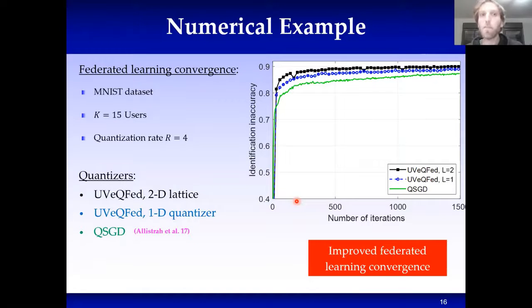So for example, this is an MNIST data set, which we trained using 15 users. It has a single hidden layer neural network. And again, the black curve is the accuracy versus iteration of our proposed scheme with two-dimensional lattices. The blue curve is the performance of our proposed scheme with one-dimensional lattices. The green curve is QSGD, which is pretty much state of the art. And as we can see, we converge to improved performance when operating at a quantization rate of 4 bits per sample. And as we can see, our approach allows us not only to obtain improved distortion when recovering the weights, it also allows us to obtain improved convergence of federated learning.